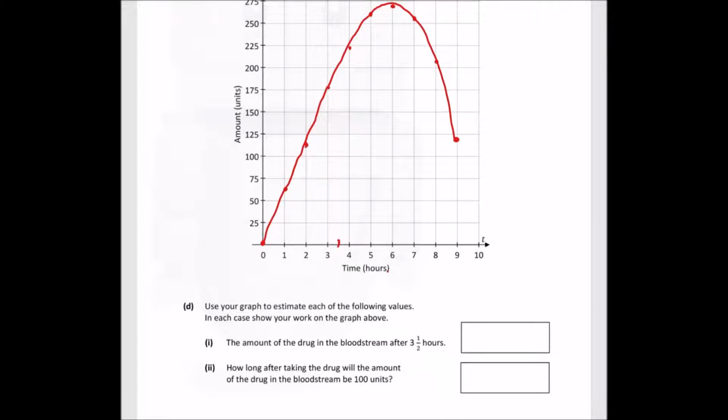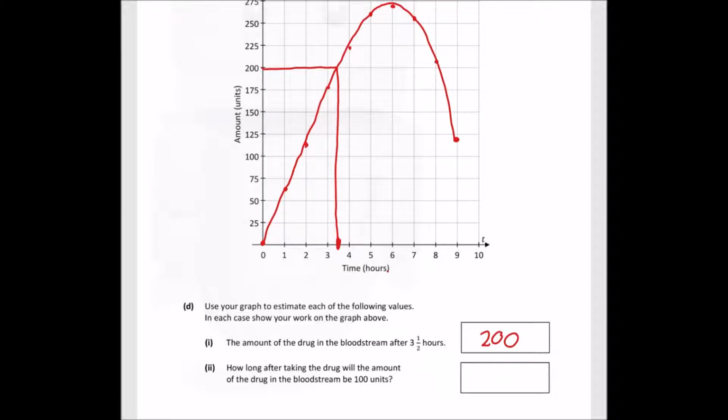So now we're going to use our graph to estimate or to answer these questions in part D. It says use your graph to estimate each of the following values. In each case, show your work on the graph above. So we're going to find the amount of drug in the bloodstream after 3.5 hours. So we go to 3.5, we draw a straight line up, we go across, we get 200.